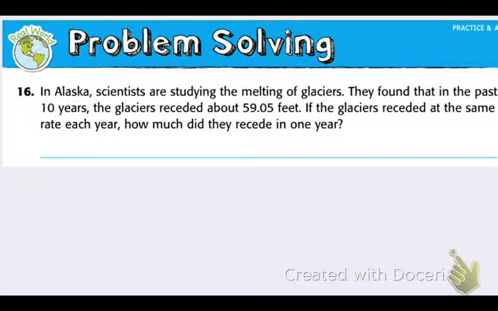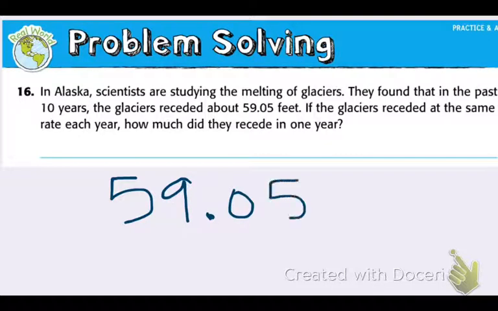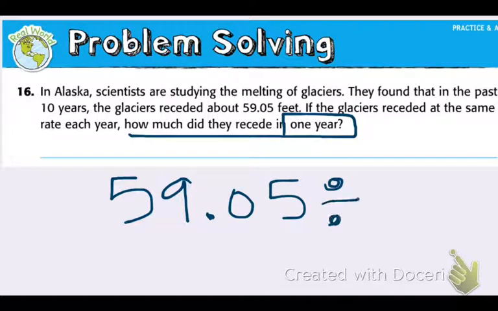Okay, number 16, problem solving. In Alaska, scientists are studying the melting of glaciers. They found that in the past 10 years, the glaciers receded about 59 and 5/100ths of a foot. If the glaciers receded at the same rate each year, how much did they recede in 1 year? Okay, well, here's the question I have to answer. How much did they recede in 1 year? Well, this is how much they receded in 10 years.